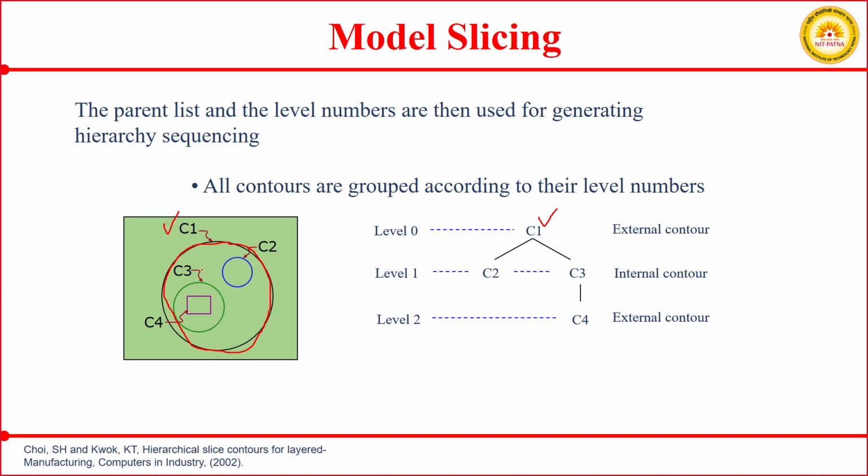Then we have who are the sons of this particular contour? C2, C3, C4. In this hierarchical searching, what we have to do is find the parent list. So when we are saying parent of C1, this contour, who is the parent? Nobody is parent. Okay, 0, or we can give it as level 0.